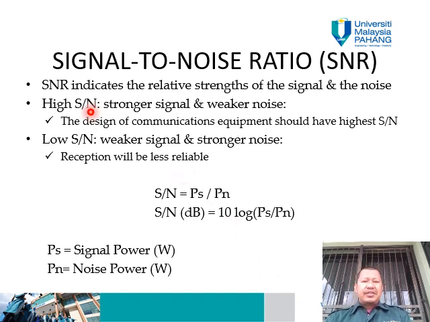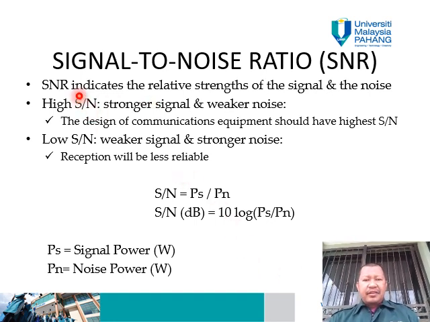Okay, next is signal to noise ratio, SNR. SNR indicates the relative strength of the signal and the noise. So it is the ratio between the strength of the signal and the noise. High SNR means stronger signal and weaker noise. This is good. High SNR is good, meaning stronger signal and weak noise.